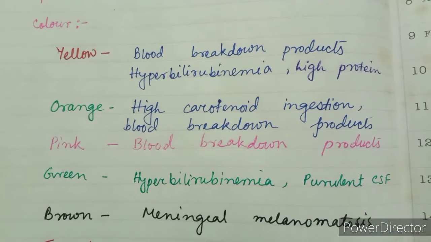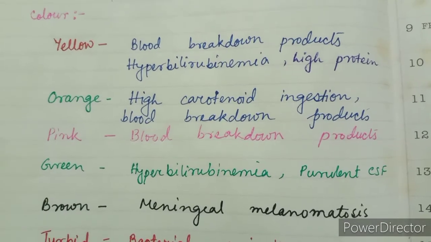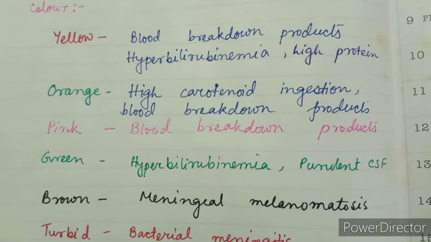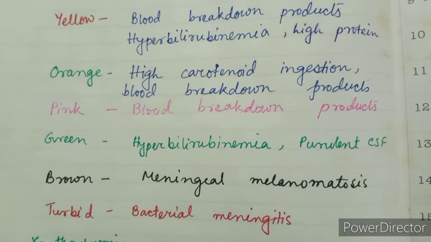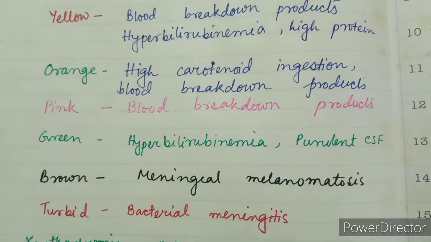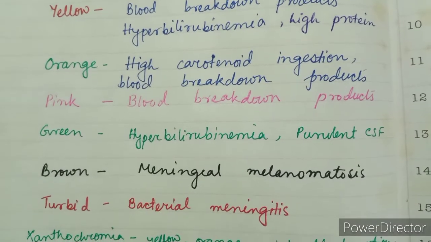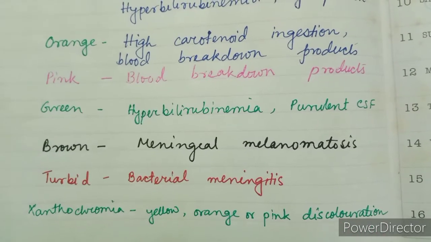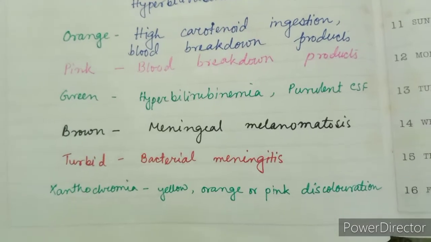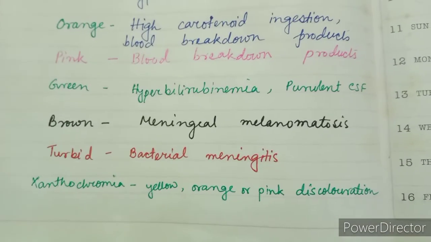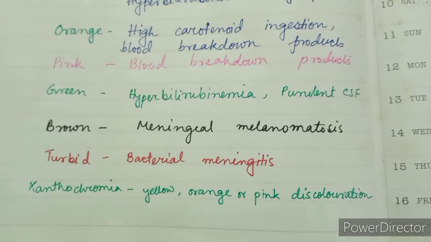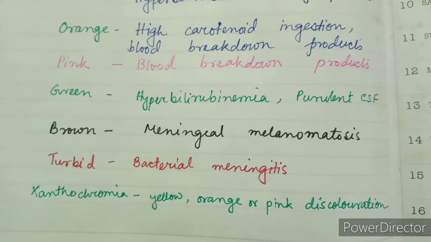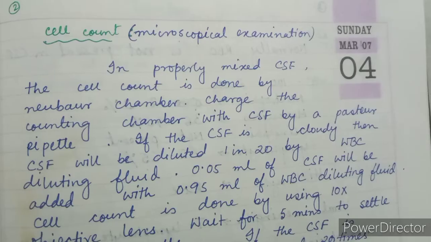If the color is orange, then high carotenoid ingestion or blood breakdown products are present. If it is pink in color, then also blood breakdown products may be present. Green color indicates hyperbilirubinemia or purulent CSF. Pus may be present in CSF. Brown color indicates meningeal melanocytosis. If it is turbid, then it indicates bacterial meningitis. Xanthochromia means yellow, orange or pink discoloration. It also indicates some kind of disease is there.